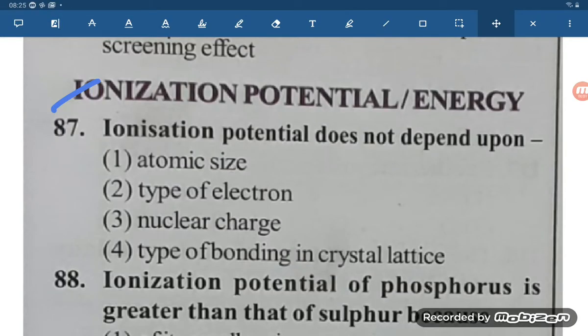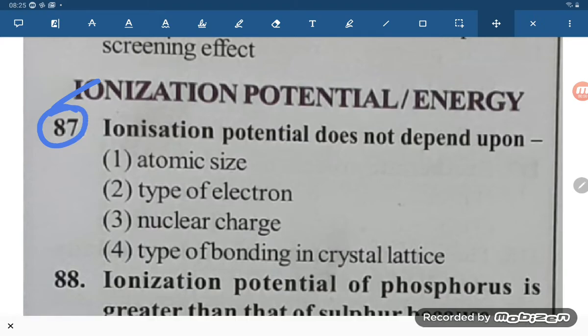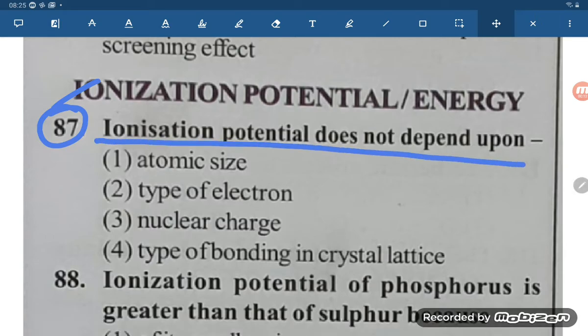Students, now let us see the problem based on ionization enthalpy. That is the very first problem. This problem has been taken from the Narayana NEET book, class 11th. So what is the problem, students? Ionization potential does not depend upon.